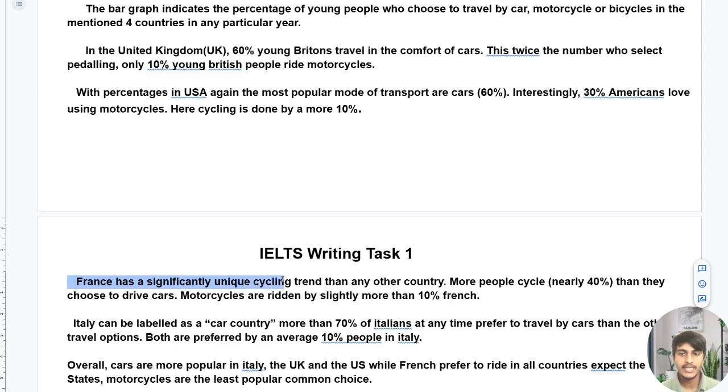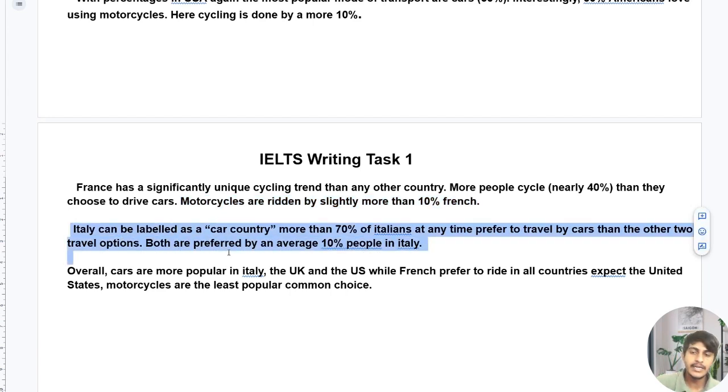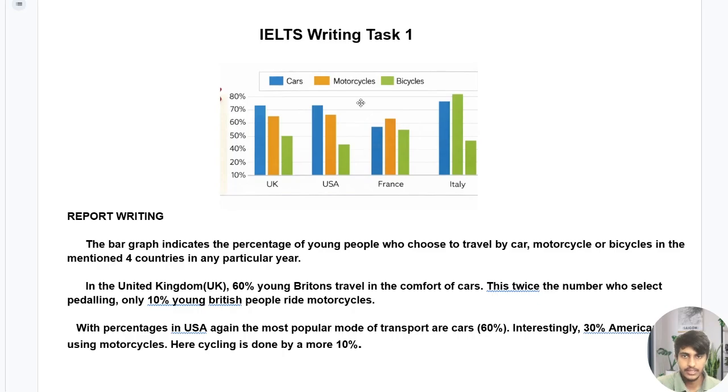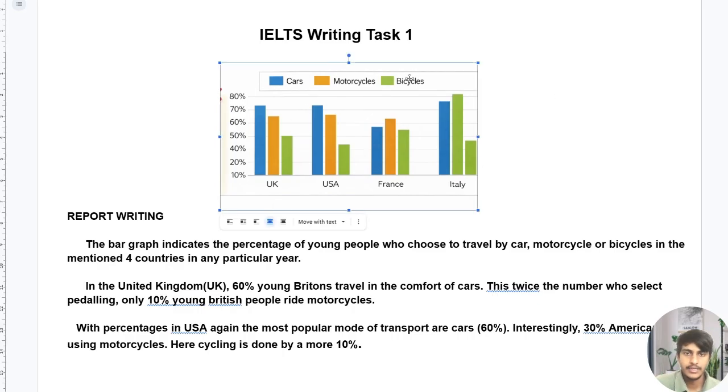France has a significantly unique cycling trend compared to any other country. More people cycle, nearly 40%, than choose to drive cars. Motorcycles are ridden by slightly more than 10% of the French. Italy can be labeled as a car country. More than 70% of Italians at any time prefer to travel by cars than the other travel options. Both are preferred by an average of 10% of people in Italy. So overall, cars are more popular in Italy, the UK and USA, while the French prefer to ride in all countries except the United States. Motorcycles are the least popular common choice.